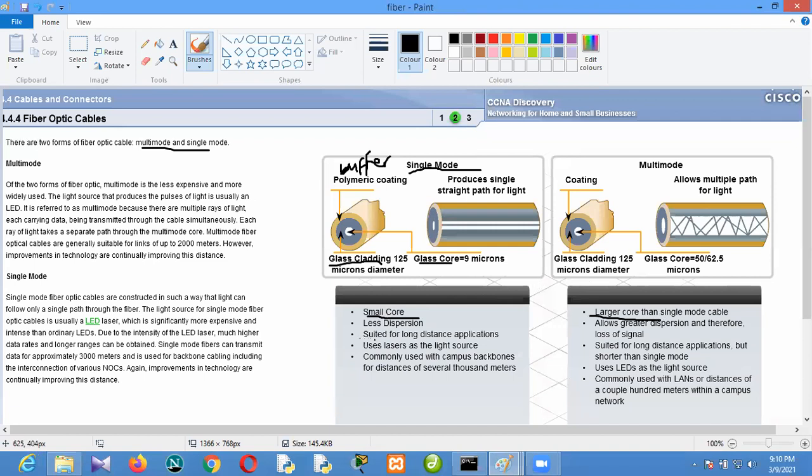Now, in single mode, there is less dispersion. You see the way light is scattering here. So there is more light dispersion, greater light dispersion in multi-mode than in single mode. Now, single mode is suited for long distance application.